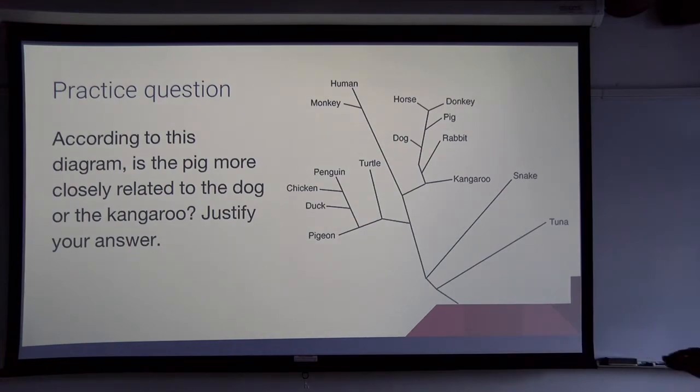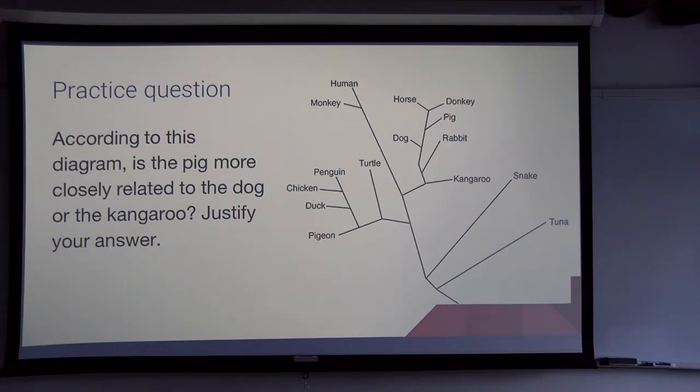So if you take a look at this chart, according to the diagram, is the pig more closely related to the dog or to the kangaroo? So where's the pig? Let's find it. Which one is he most closely related to? Which one is it? Yeah. It would be the dog.